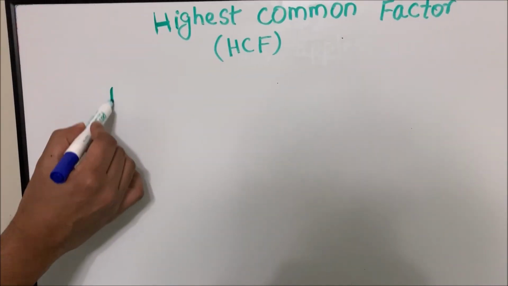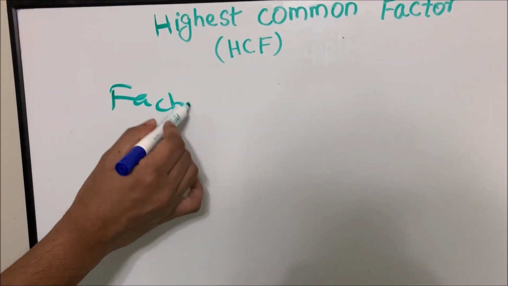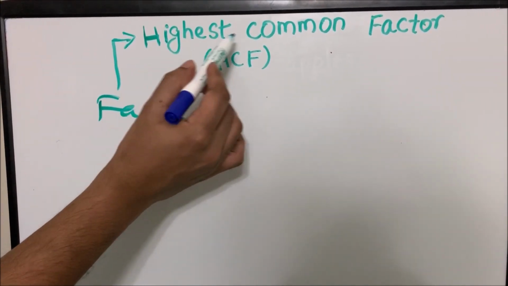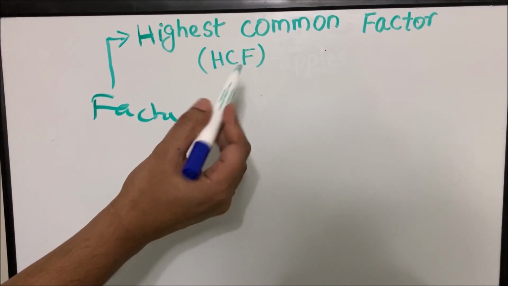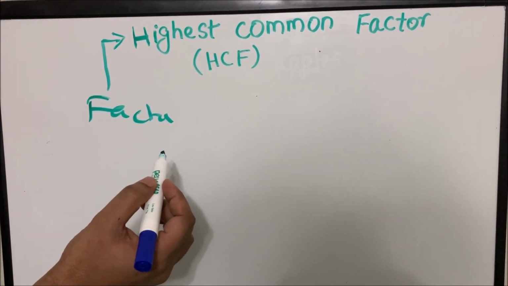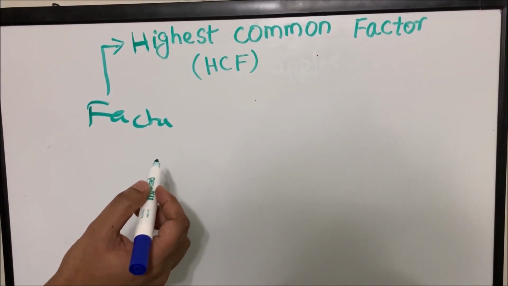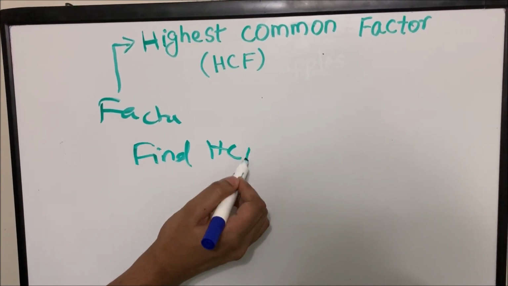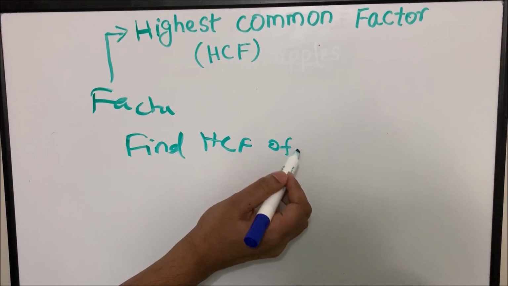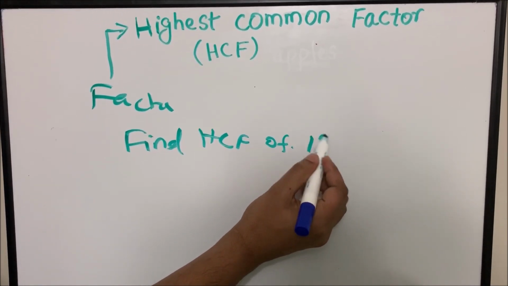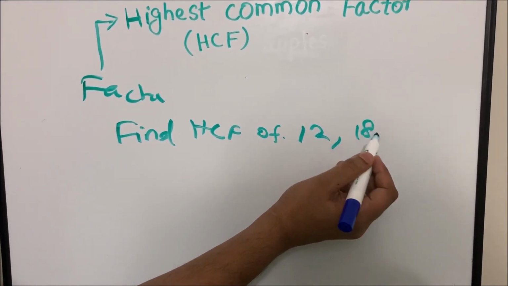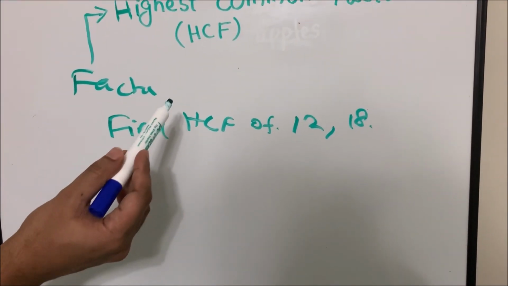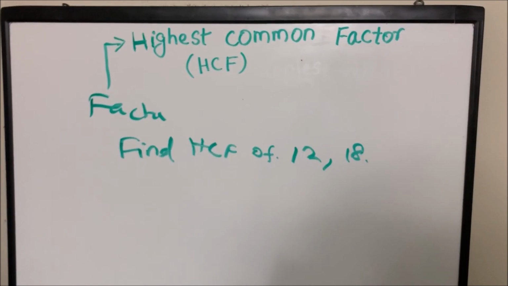Why we learned factors is to learn how to find HCF, that is highest common factor. Now let us find the HCF of two numbers. Find HCF of 12 and 18. HCF means highest common factor.